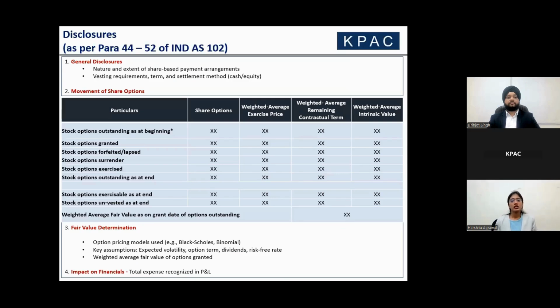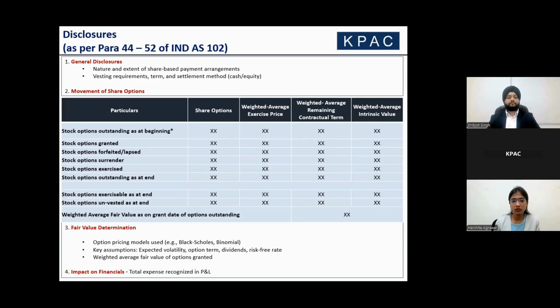Okay. So in the previous slide, we discussed what makes a report comprehensive. Now let's look at the mandatory disclosures which are required as per Ind AS 102 to ensure compliance and transparency. So under this, first is general disclosure. So every ESOP report must clearly outline the nature and extent of share-based payment arrangements. This includes details like vesting requirements, term of the option, settlement method.